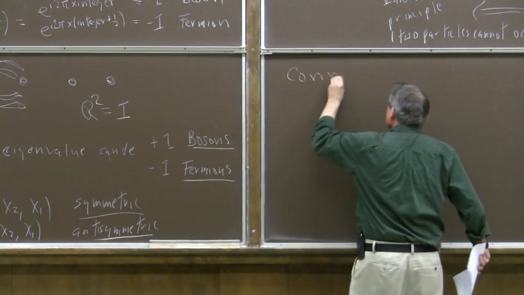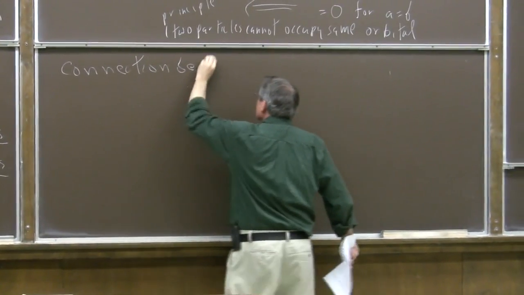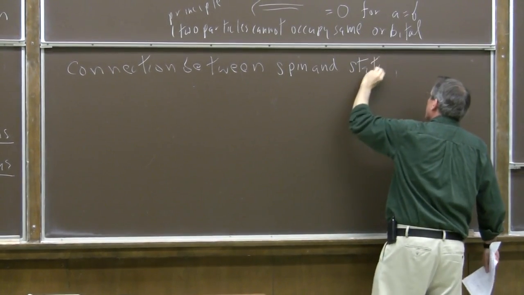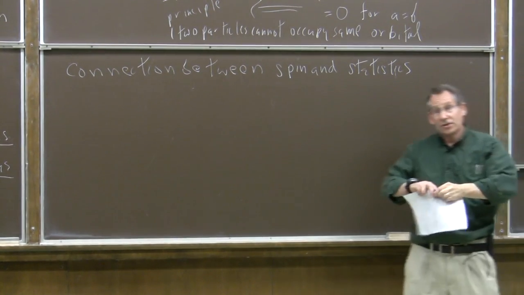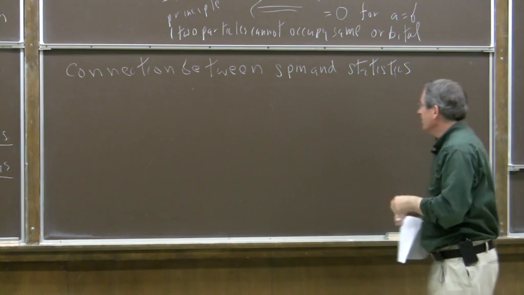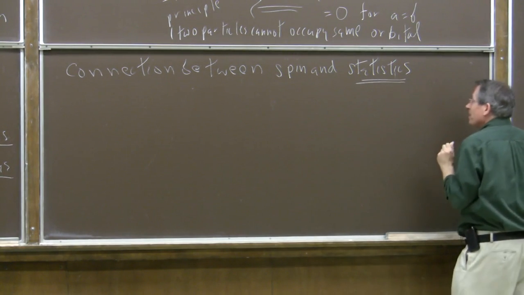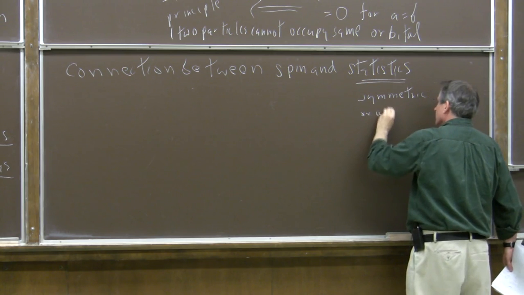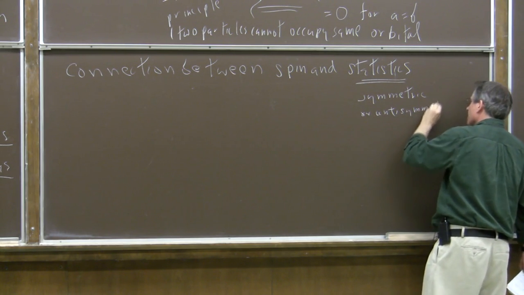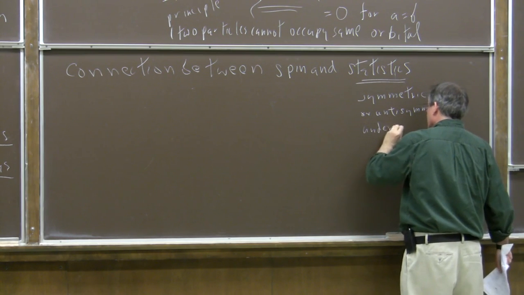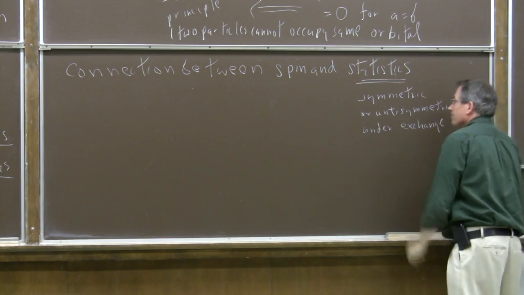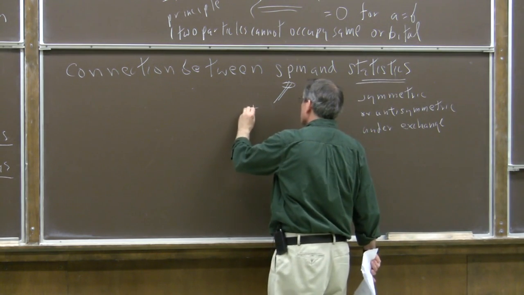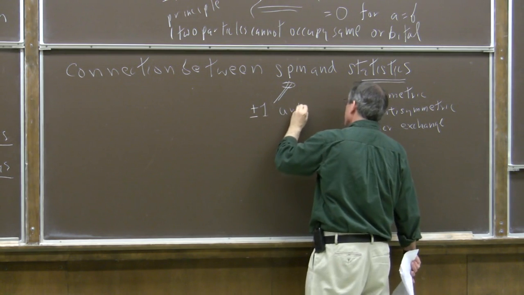So there's a connection, we say, between spin and statistics. By statistics, well, why is it called statistics? We're going to do statistical mechanics for bosons and fermions, and we'll see that they're different. So statistics means symmetric or antisymmetric under exchange. And spin, well, the important distinction for spin, the intrinsic angular momentum of a particle, is whether you get a plus or a minus 1 under rotation by 2 pi.